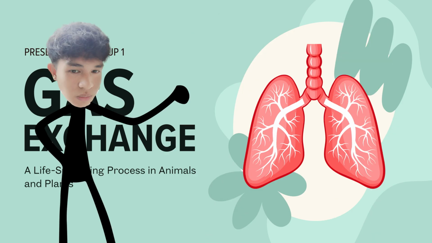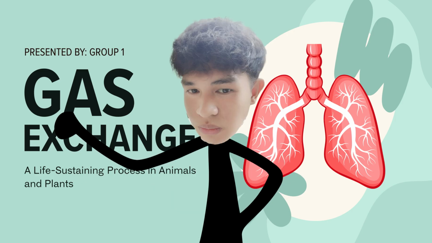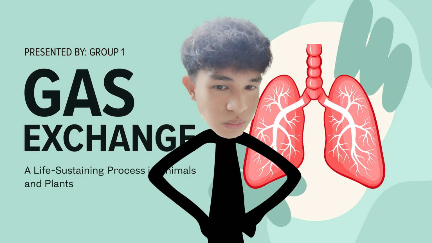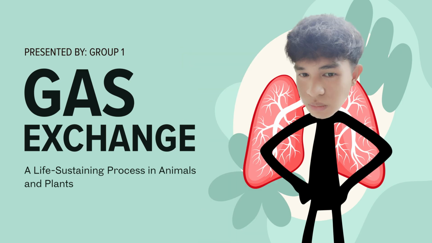Gas exchange is a very important biological process that allows living organisms to survive. Without it, cells would not be able to produce energy. In this presentation, we will explain what gas exchange is, how it happens in animals, how it happens in plants, and the similarities and differences between them.